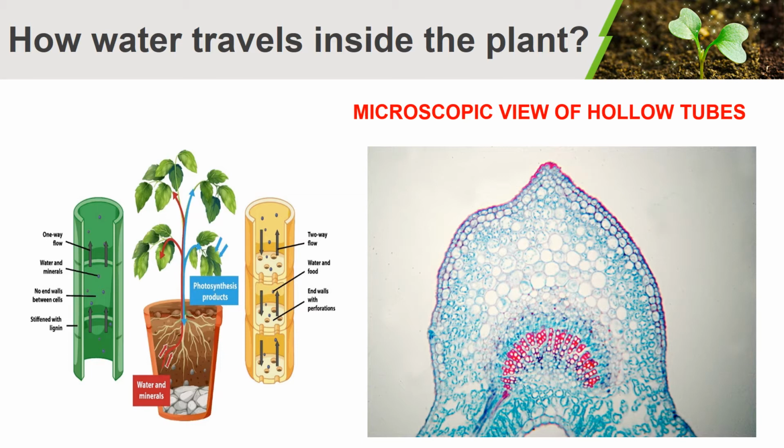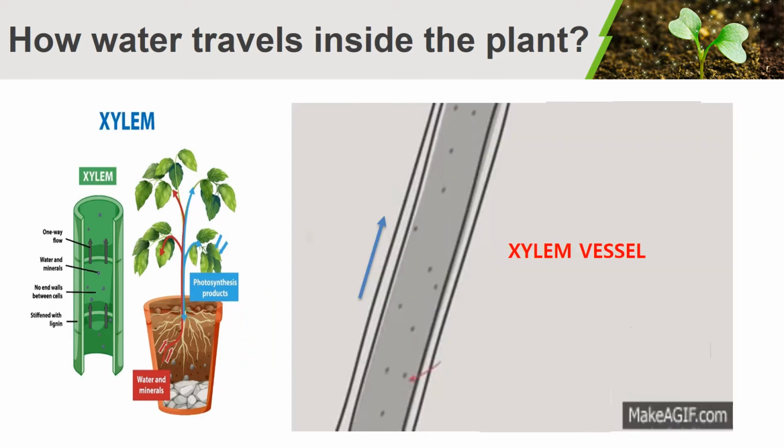There are two types of hollow tubes inside a stem. They are called xylem and phloem. Xylem carries water and minerals. Xylem allows movement of water and minerals only in the upward direction, that is, from roots to stem. Xylem will not allow the movement of water and minerals in the downward direction.